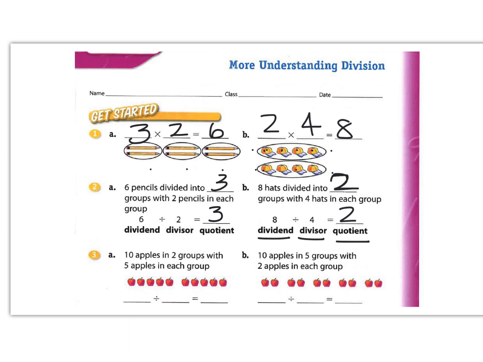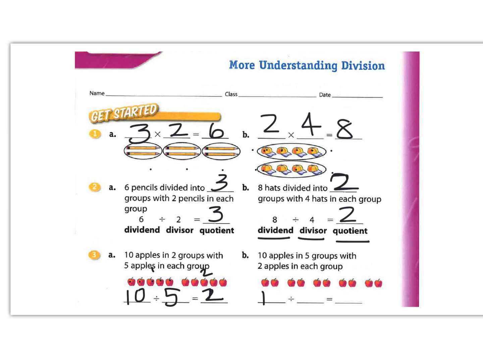Here we can see we have 10 apples in 2 groups with 5 apples in each group. So we have 10 apples, and it's in 2 groups. We have 1, 2, 3, 4, 5 apples in each group. So 10 divided by 5 equals 2 groups.